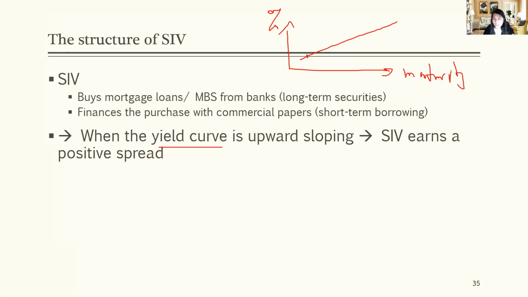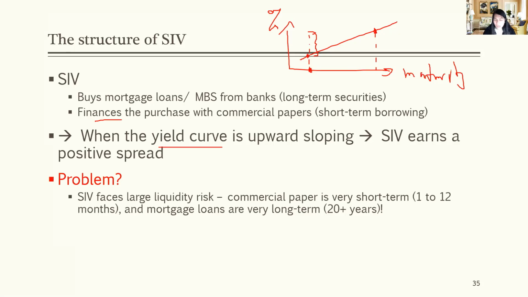Which means that if the SIV borrows short-term, so they finance their purchase with commercial papers, and they lend to long-term mortgages, then as long as the yield curve is upward sloping, they've got a positive spread here. So that's no problem if the interest rates are low forever. If the cash rate is always low, then this is how it looks like.